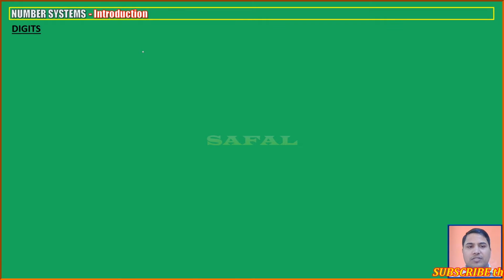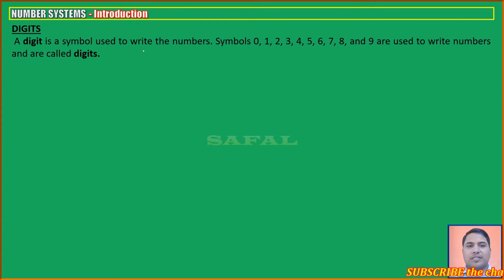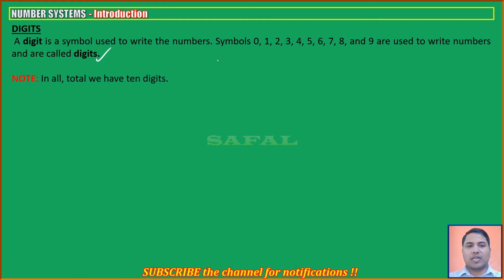So what are digits? Digits are basically symbols used to write numbers. Now in maths we have the digits 0, 1, 2, 3, 4, 5, 6, 7, 8, 9. These are the 10 symbols which we are using to write numbers, and these symbols we call digits. Overall, the count of digits we have is 10 digits, starting from 0 to 9.